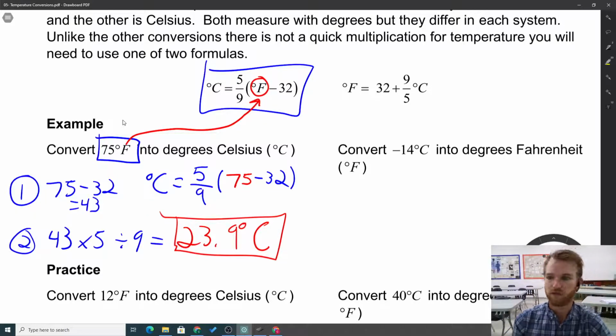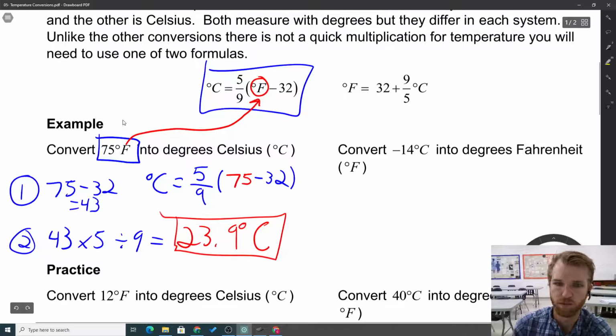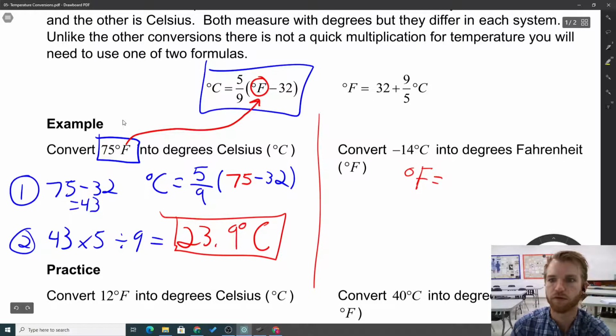Okay, now the next example here is going from Celsius to Fahrenheit. So same idea, but the formula is just slightly different. So I'm going to write out my formula here. Draw the line. Okay, degrees Fahrenheit. My answer of how many degrees Fahrenheit this is in Celsius is equal to 32 plus 9 divided by 5 times our number in Celsius.